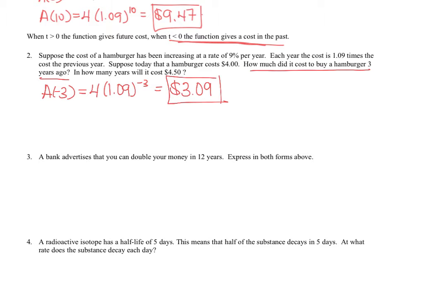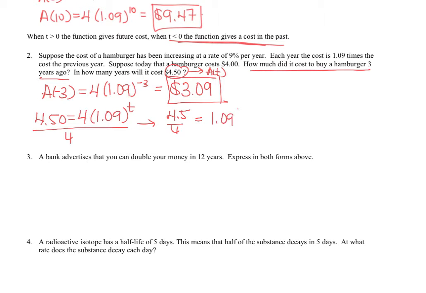Okay, so now it says, in how many years will it cost $4.50? So that is going to be a value that we plug in for A of t. So 4.50 equals 4 times 1.09 to the t. So I'm going to divide both sides by 4. So we get 4.5 over 4 equals 1.09 to the t.